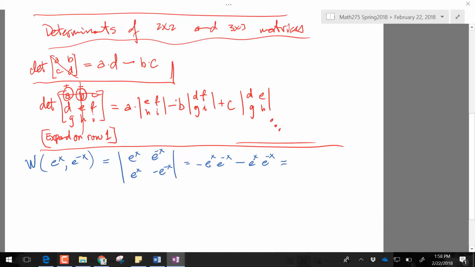So e to the x times e to the negative x, you know what that's equal to? That's equal to 1, right? So minus 1, negative 2, and more importantly, not equal to 0. So what can you say about these two? e to the x and e to the negative x are linearly independent.